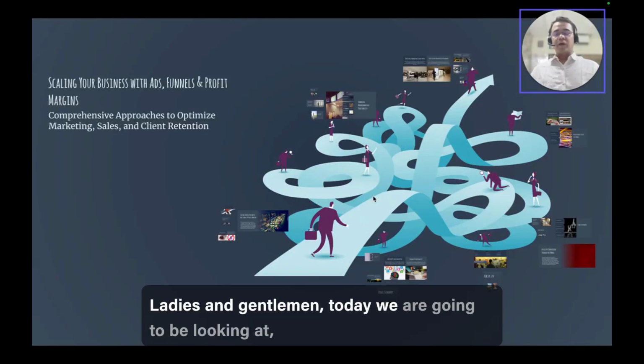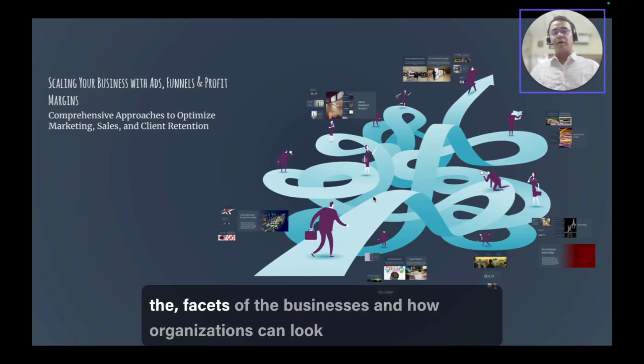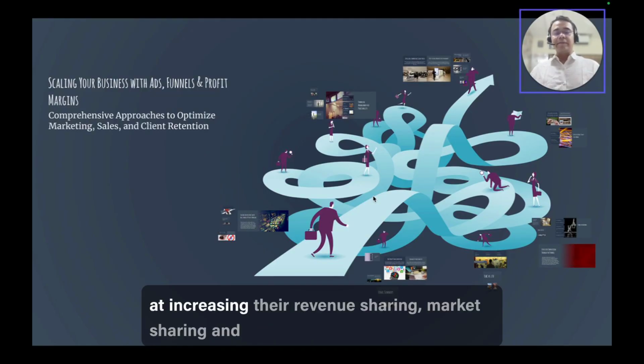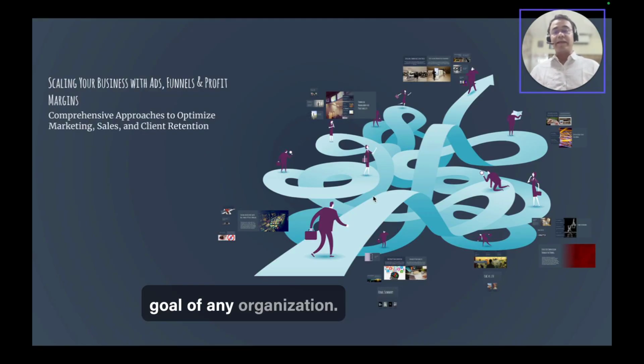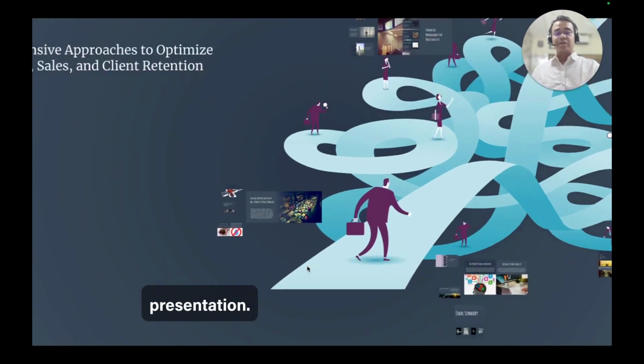Ladies and gentlemen, today we are going to be looking at the facets of businesses and how organizations can look at increasing their revenue share, market share, and overall profit share, because that's the ultimate goal of any organization. So, this is what we are going to be looking at with this presentation.